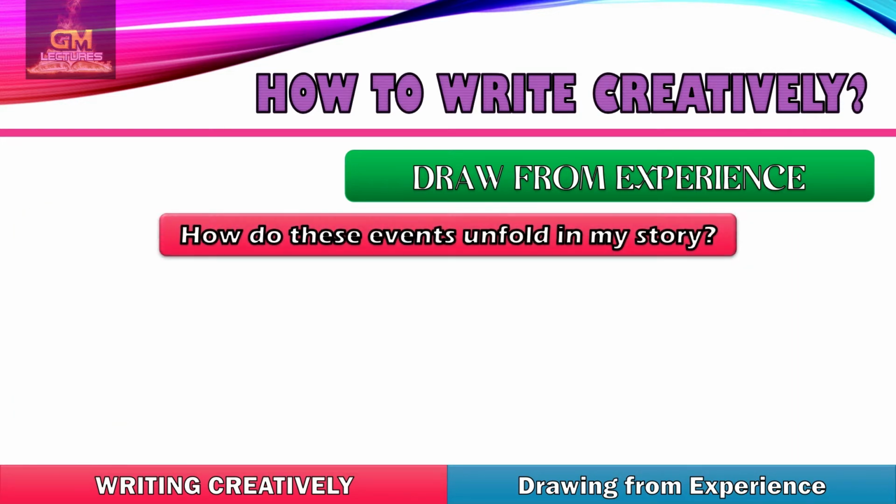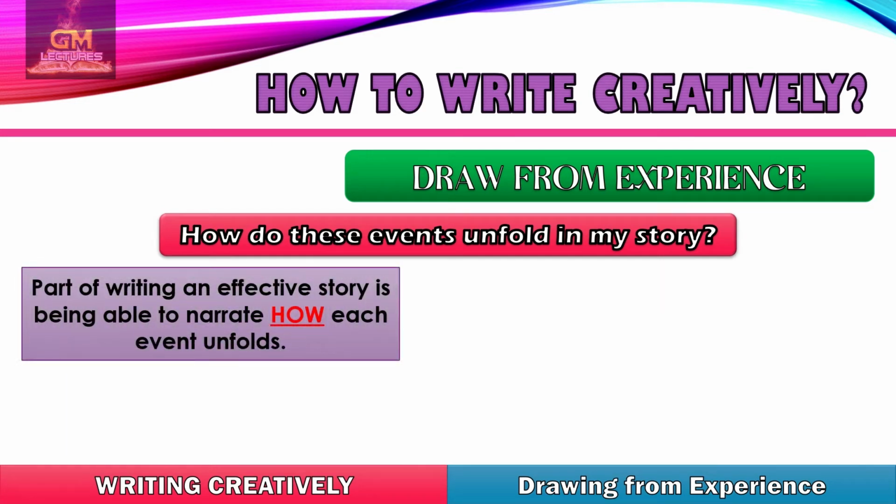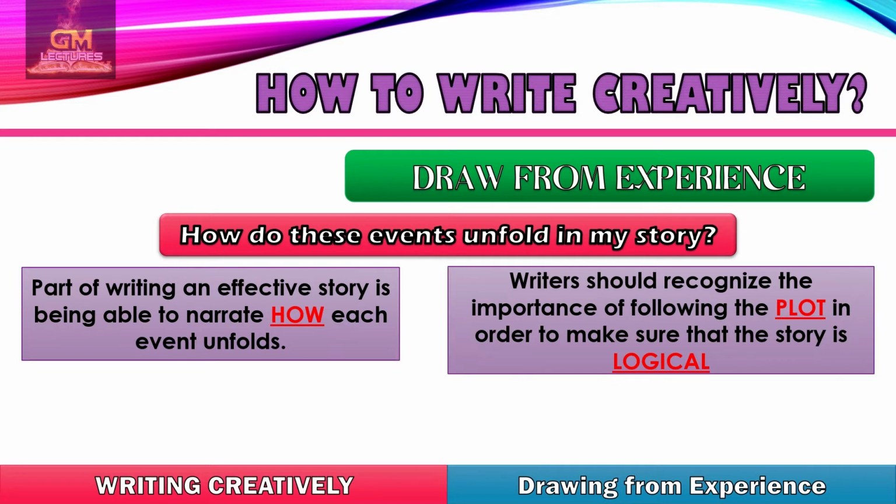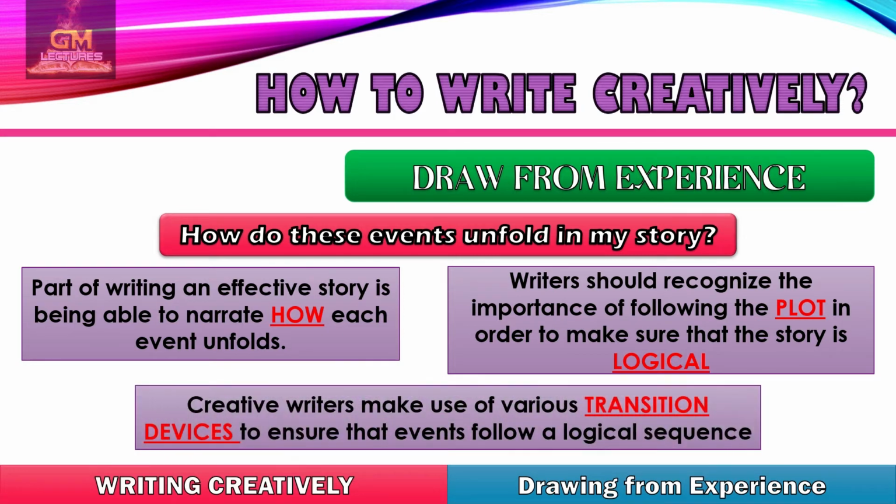And lastly, we have the question, how do these events unfold in my story? Part of writing an effective story is being able to narrate how each event unfolds. Writers should recognize the importance of following the plot in order to make sure that the story is logical. As such, creative writers make use of various transition devices to ensure that the events follow a logical sequence. When we say logical sequence, it means that each event is connected with each other. Each event leads to another event, which in turn would make the story more interesting and more meaningful for the readers.